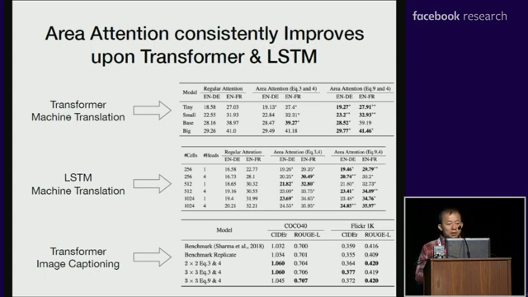We have evaluated area attention on a range of deep learning tasks, which showed significant improvements on architectures such as the Transformer and LSTM. Importantly, you don't need additional parameters to achieve the accuracy improvements.